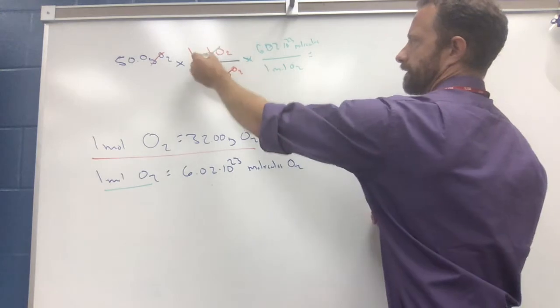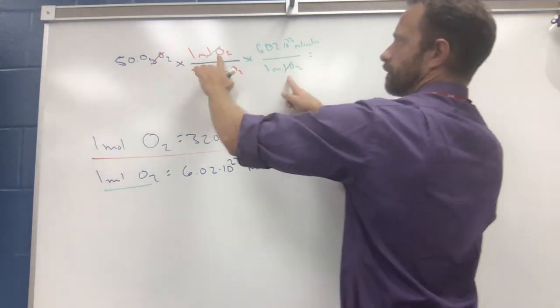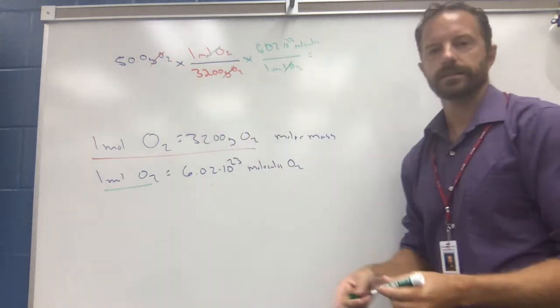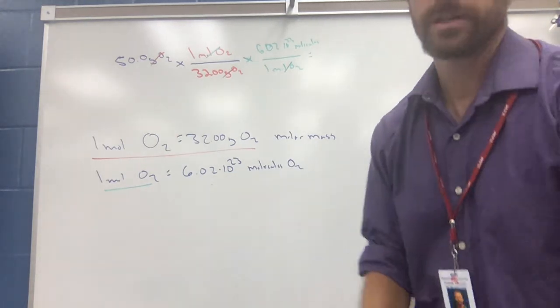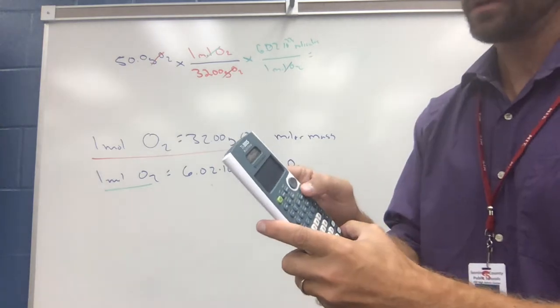So then my moles of oxygen cancel out. See, we were diagonal. We're diagonal. We multiply by everything that's on the top. We divide by everything that's on the bottom. Again, for the calculators, if you're using the ones we've got here at school, right?